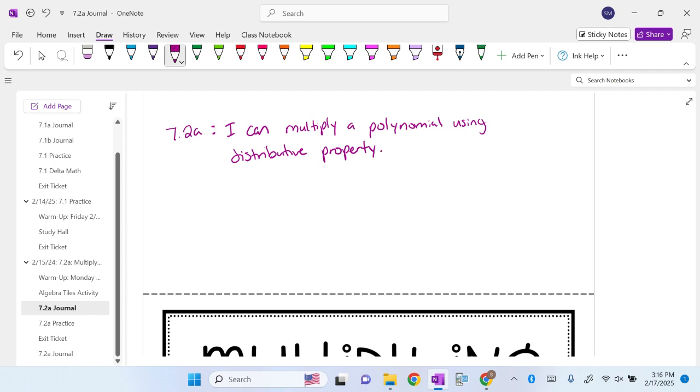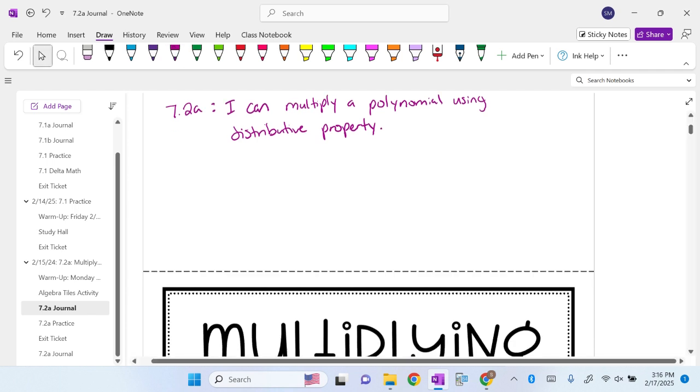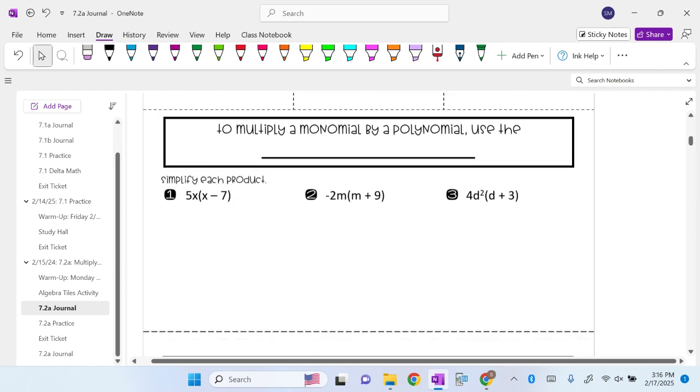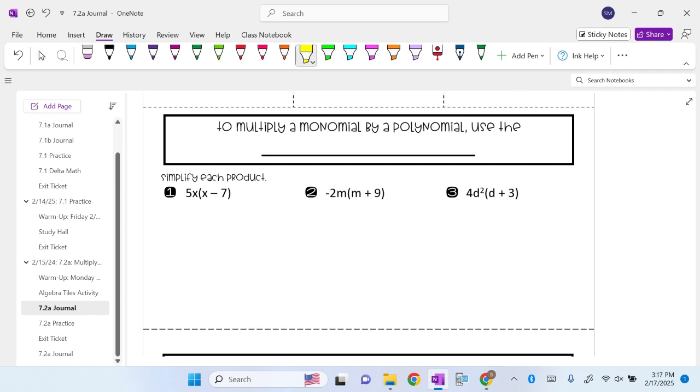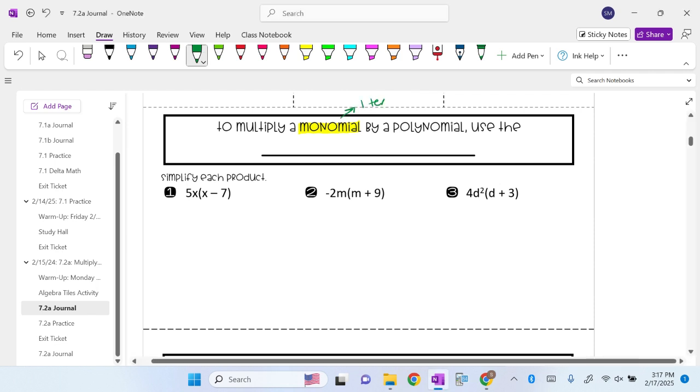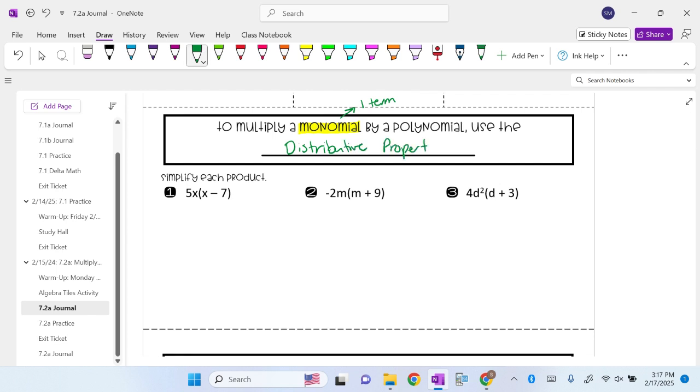All right, so this is fairly straightforward. Not really much you haven't done before. So we're only looking at the tab in your foldable where it says monomial by a polynomial. To multiply a monomial by a polynomial, and just remember monomial means one term, it's a one-termed polynomial, you use the distributive property. That means you multiply whatever that term is to every other term in the parentheses.